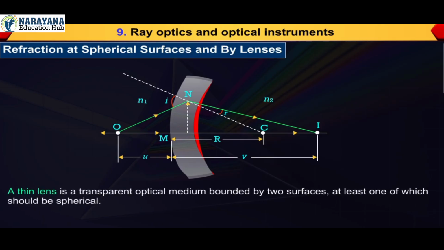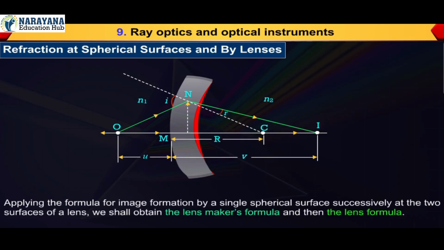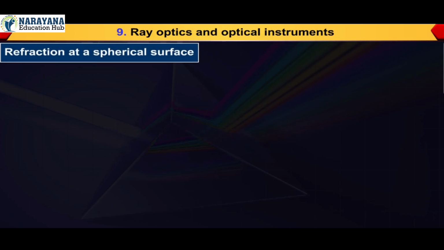A thin lens is a transparent optical medium bounded by two surfaces, at least one of which should be spherical. Applying the formula for image formation by a single spherical surface successively at the two surfaces of a lens, we shall obtain the lens maker's formula and then the lens formula. Refraction at a spherical surface.